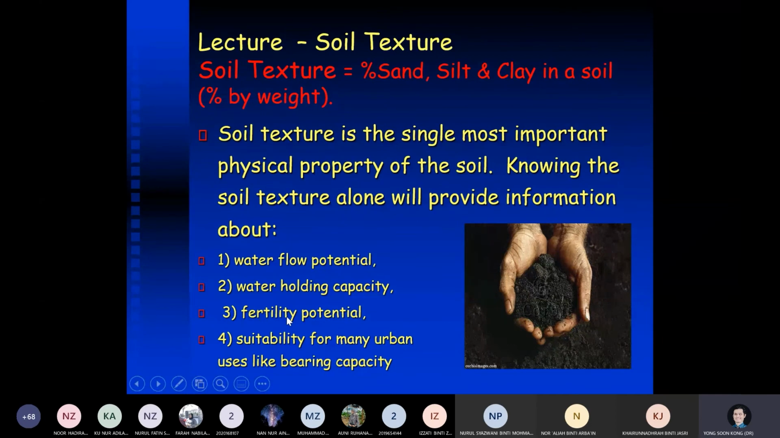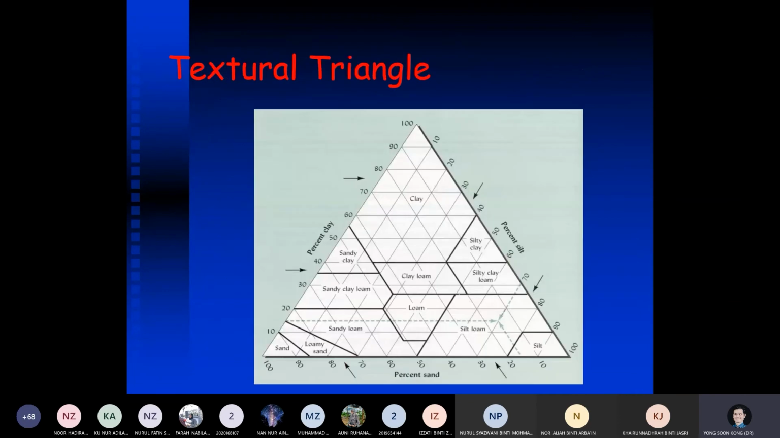So, well, that is just one factor. There are many other factors as well that can define the fertility potential, but one of them is the particle size or soil texture. And then finally, suitability for many urban users, like bearing capacity. Now, bearing capacity is how much weight a soil can handle. Usually number 4 is applicable for civil engineers, because you don't want a soft soil where today you build a building, tomorrow it collapses. Cannot, right? So texture can tell you that.